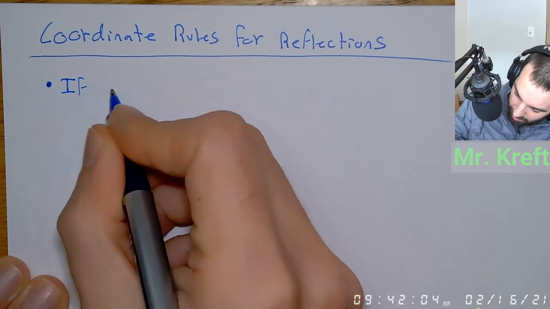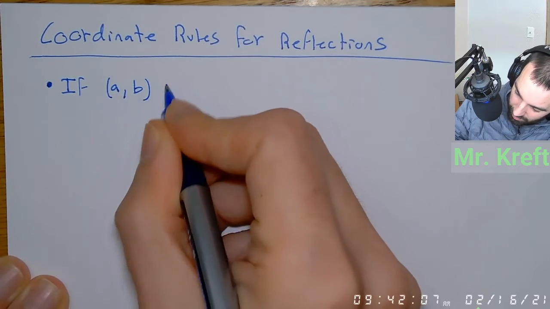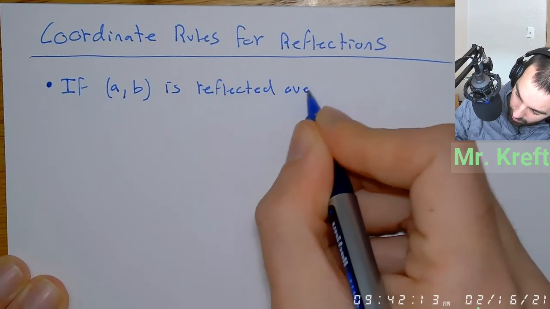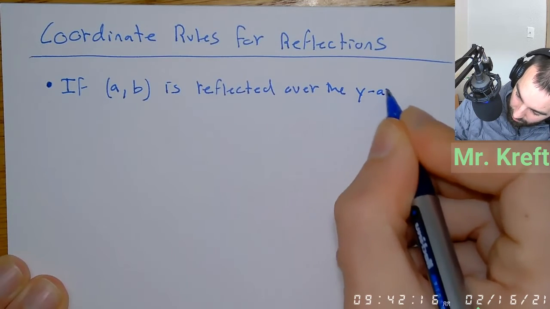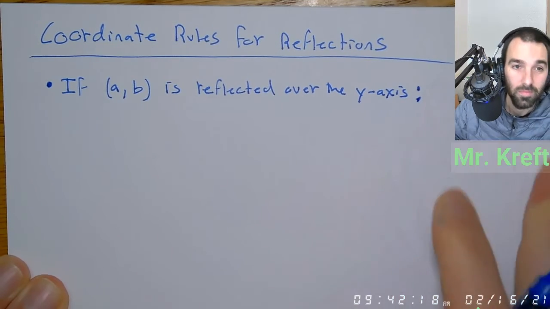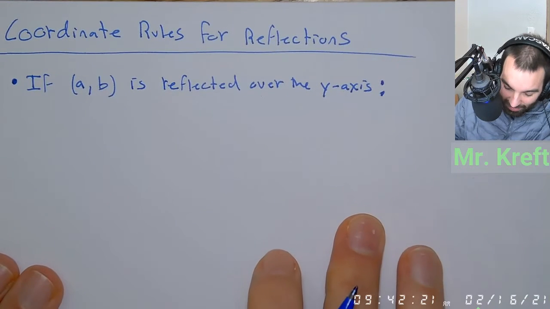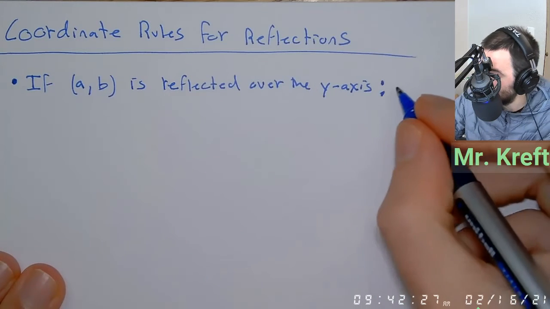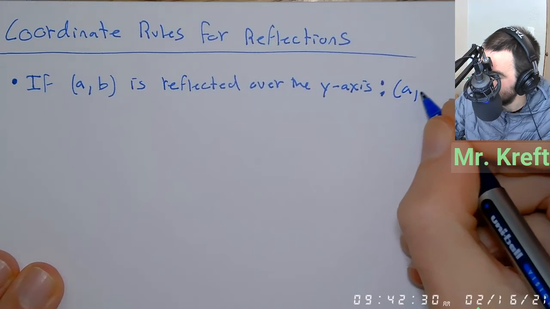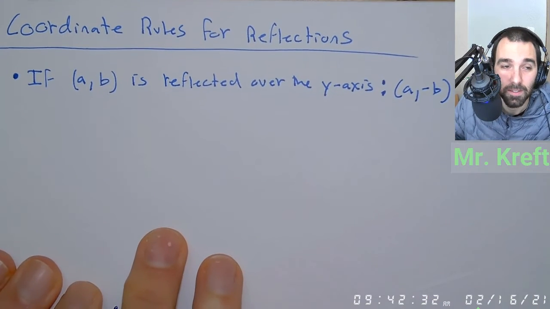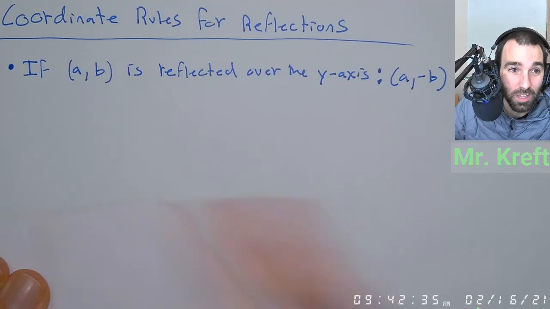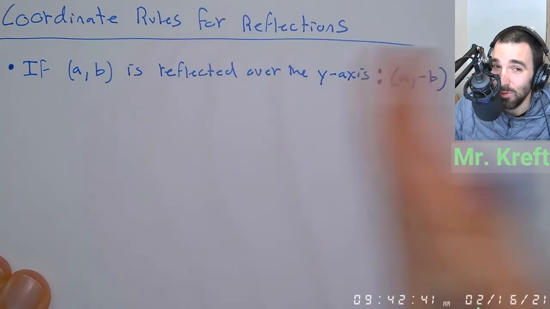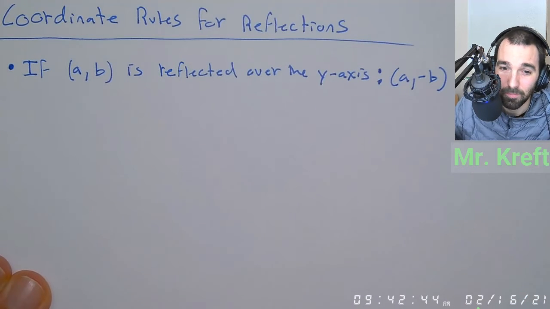One, if AB is reflected over the y-axis. We did this one, and someone pointed out, oh, you just changed the x, and that's what happens. So you would get negative A, B. Okay, so that's one formula. Now remember, this only works for the y-axis. If you move it off the y-axis, you can't use this.